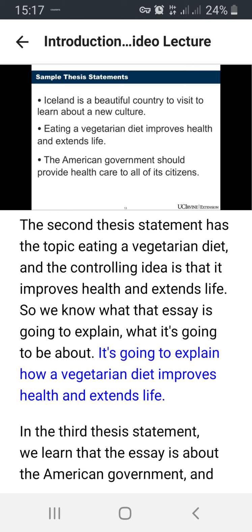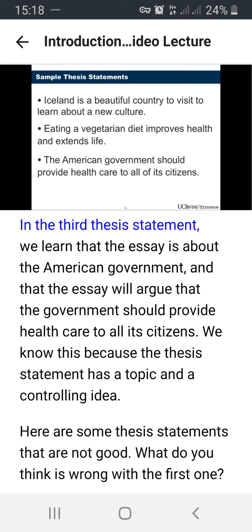In the third thesis statement, we learn that the essay is about the American government, and that the essay will argue that the government should provide health care to all its citizens. We know this because the thesis statement has a topic and a controlling idea.